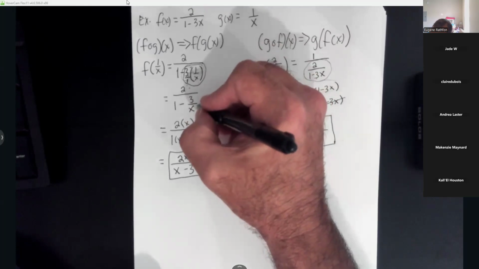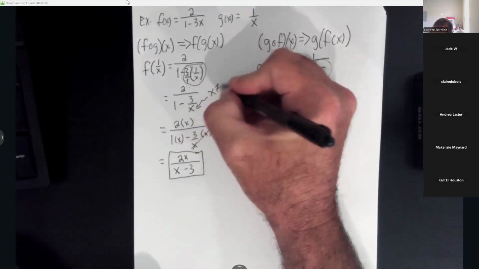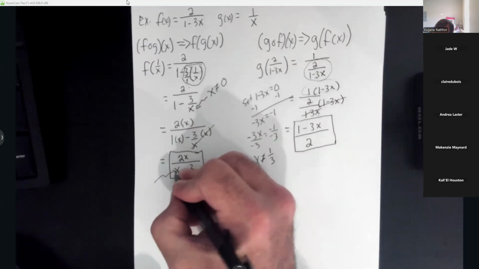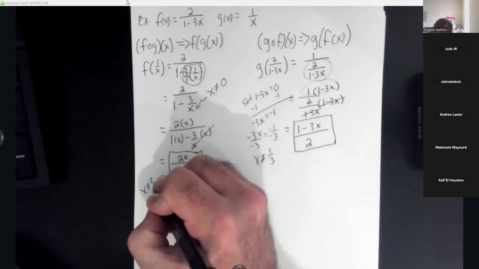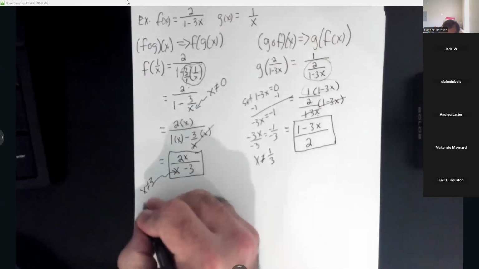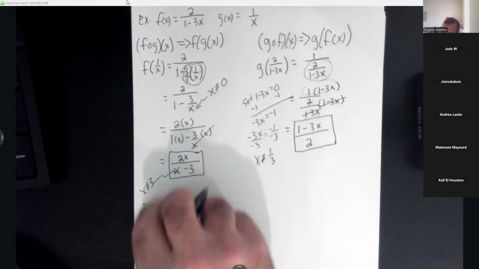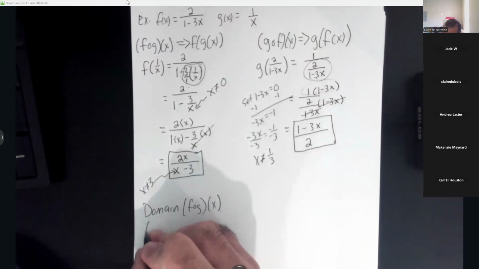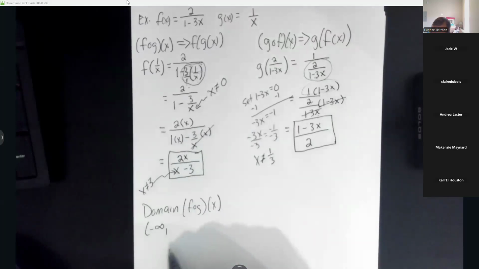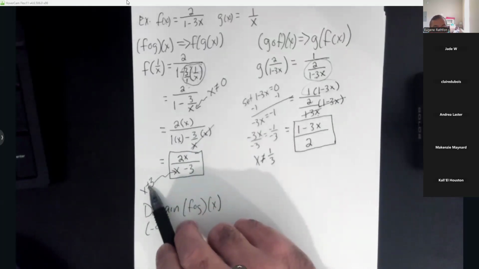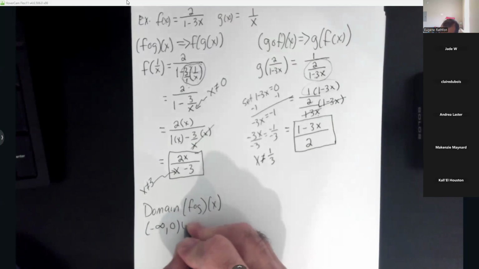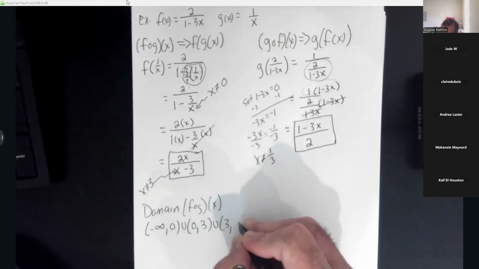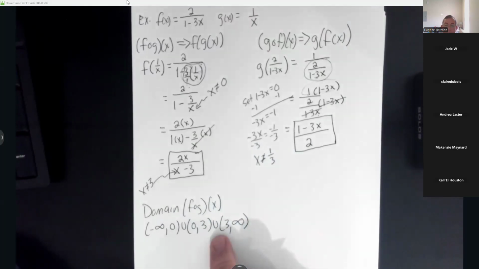Over here, at this point, we said x could not equal 0. And then at this point, we said x could not equal 3. So first, the domain of f of g of x starts at negative infinity. We're kicking out two numbers, 0 and 3. So you hit 0 first, union around 0 to 3, union around 3 to positive infinity.